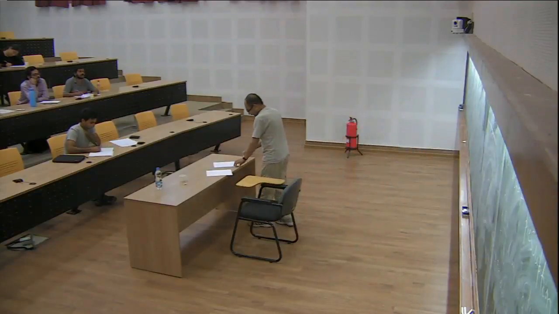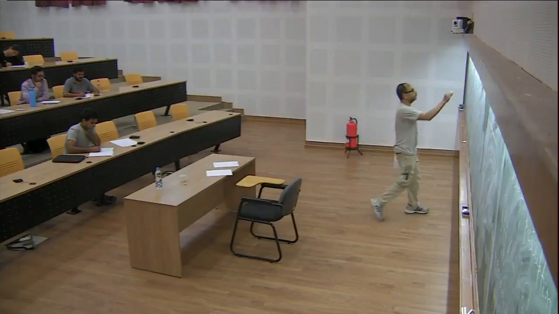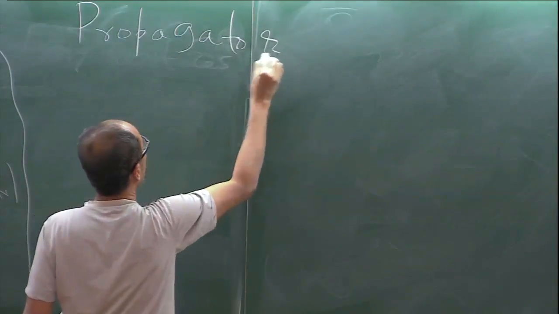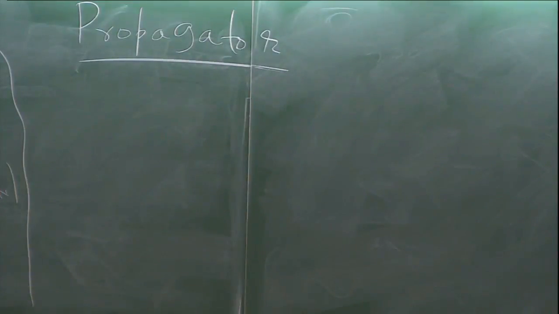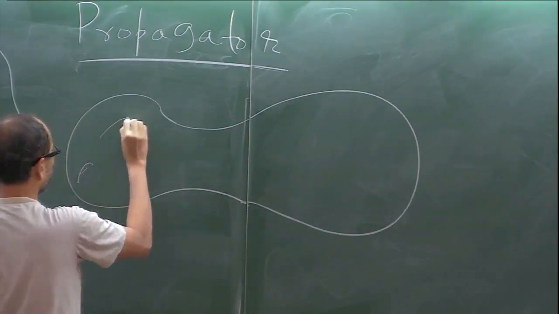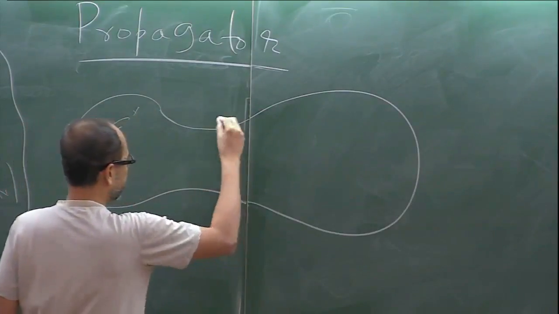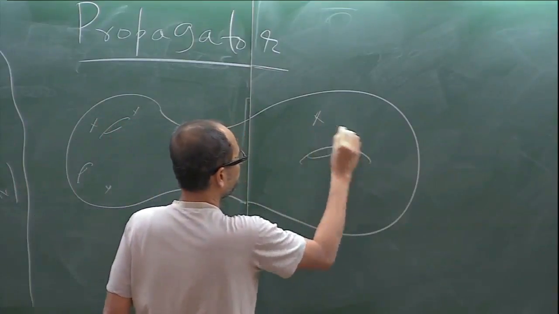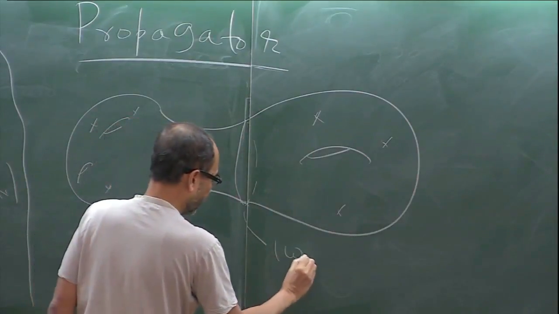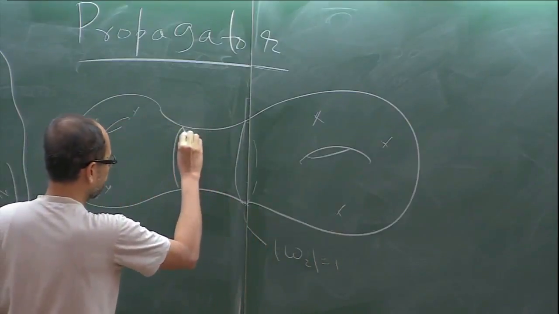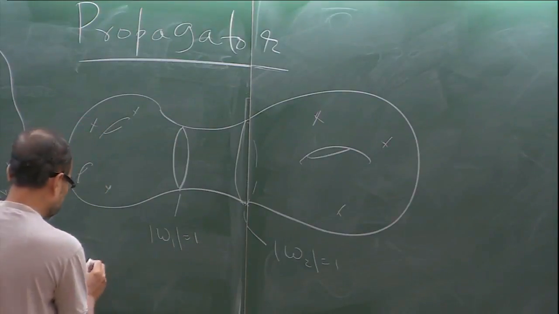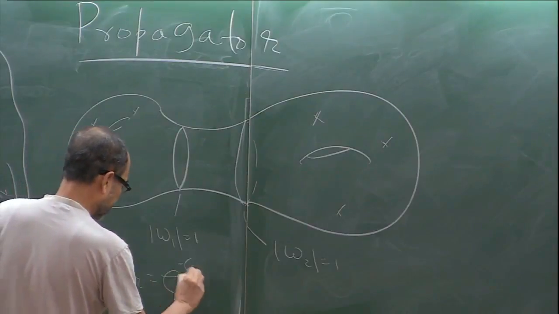Now, the harder part, the propagator. So let me draw this diagram again. Suppose we have two Riemann surfaces with some functions. We have sorted them. This is our mod W2 equal to 1. This is mod W1 equal to 1. And we have this identification W1 W2 equal to e to the minus s plus I theta.